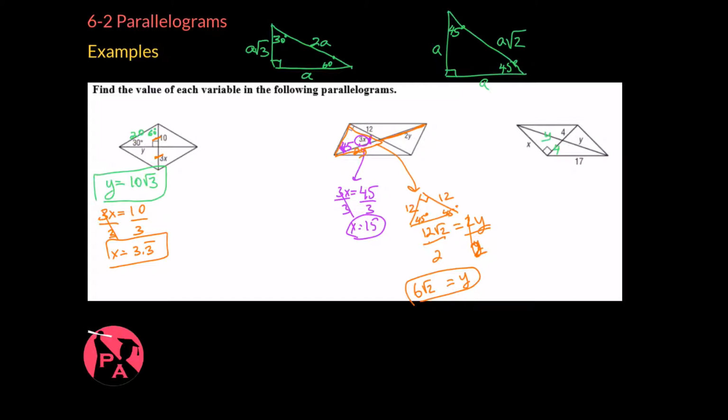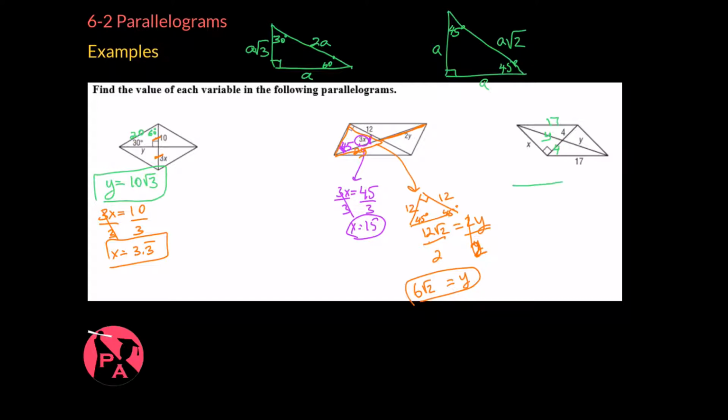Now, another thing, we have the side in the bottom, which is 17. Remember the first property about the parallelograms, opposite sides have the same measure. So this one is going to be 17. Now, I'm going to take this triangle and then use Pythagorean Theorem.